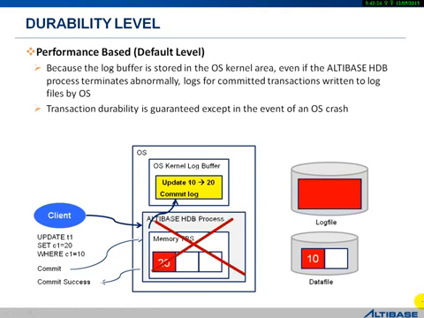So even though the DB had an abnormal shutdown while it was not flushed into the log file, the value 20 can still be guaranteed because it was flushed by the OS, as the log buffer was in the OS area. So this performance-based configuration can guarantee durability and fast transaction speed, except when there's an OS crash.